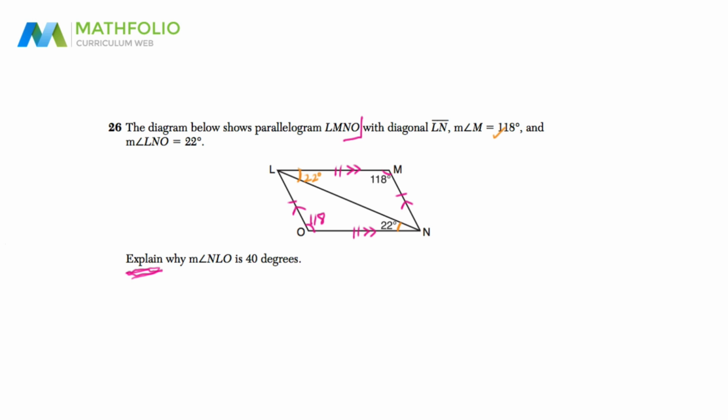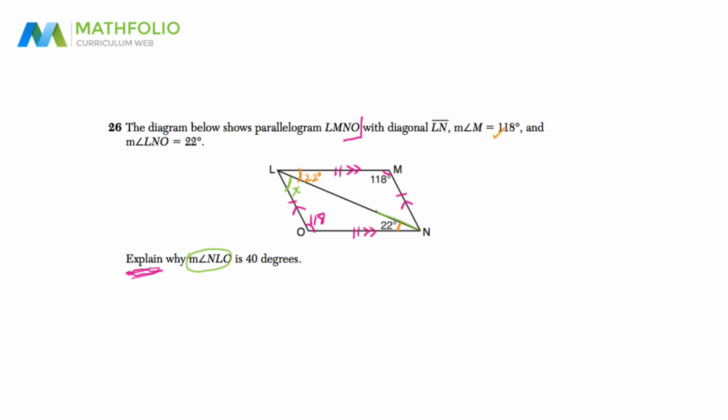Now I'm going to change color for this. It says explain why the measure of NLO is 40. So N to L to O, this is the angle in the middle. It's talking about this one. It wants to explain why this is 40. Well, I'm going to label it X and try and prove that it's 40.